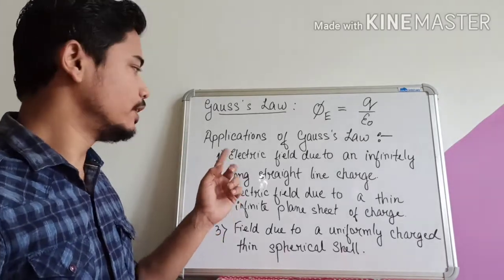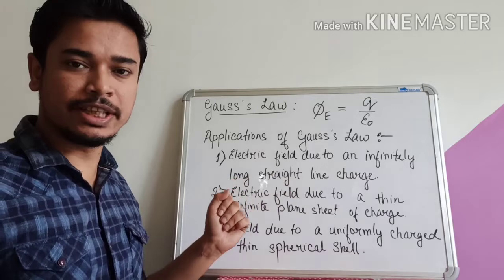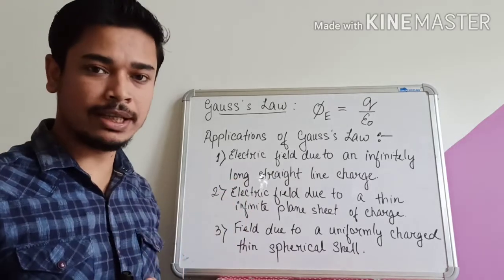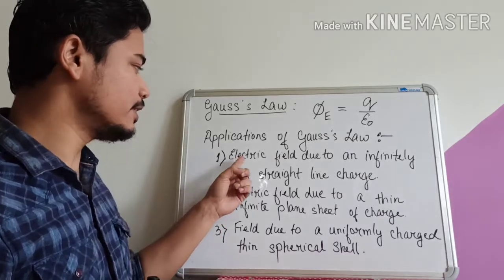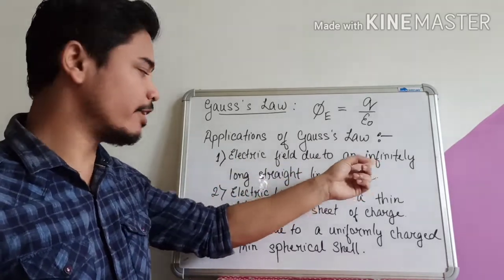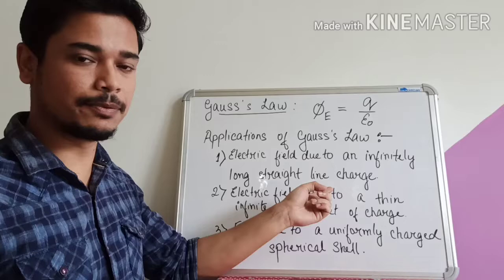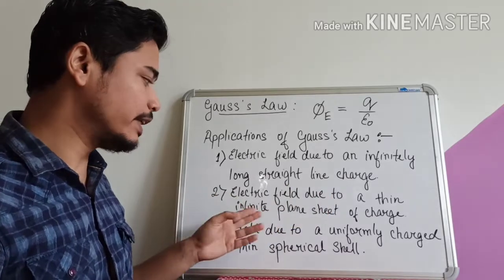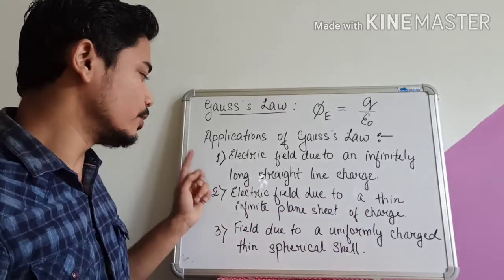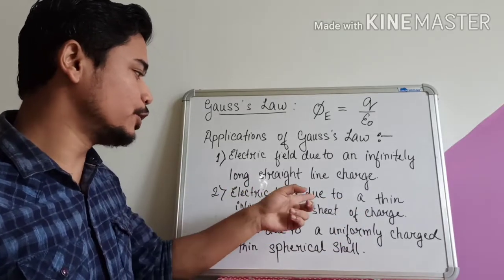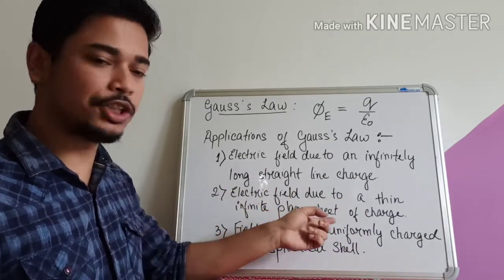First, we'll take an infinitely long straight line charge and we are going to calculate the electric field for that line charge. So first I have written the electric field due to an infinitely long straight line charge. What is the second one? We'll take an infinite plane sheet of charge. Here I have written the electric field due to a thin infinite plane sheet of charge.